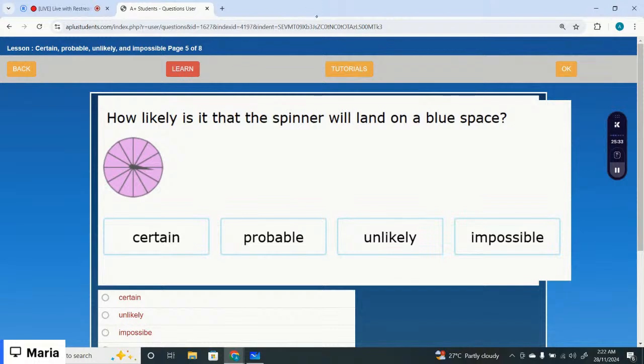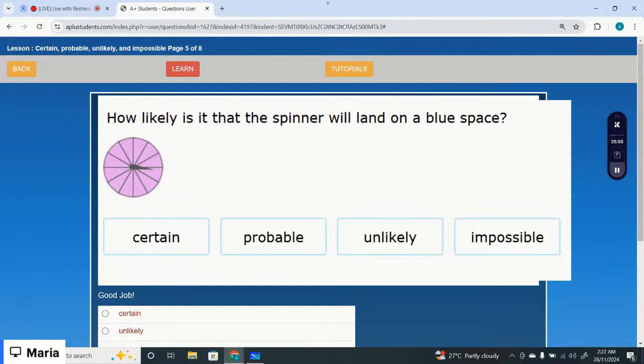How likely is it that the spinner will land on a blue space? So which is the correct option? That is impossible. Option number 3 is the correct option.